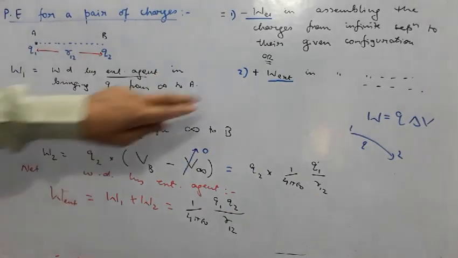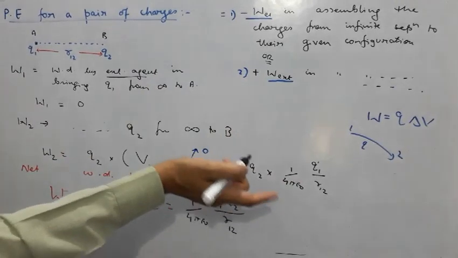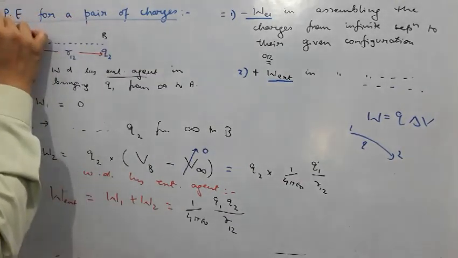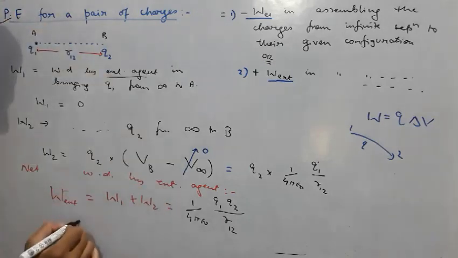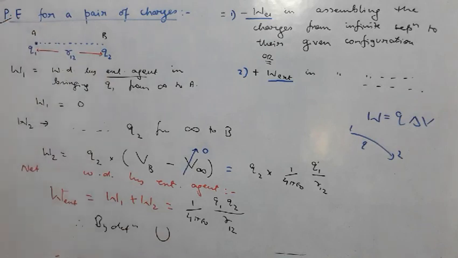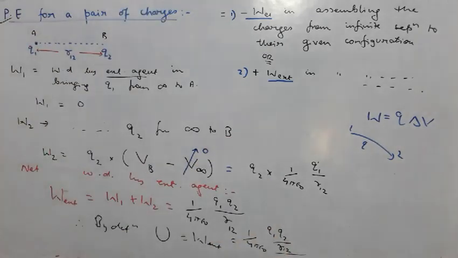And by definition, this external work done to assemble the charges from infinite separation to their given separation is called potential energy. So by definition, potential energy is nothing but W external, and this becomes equal to how much? 1 upon 4 pi epsilon naught times Q1 Q2 upon R12. So that is the expression for potential energy for a pair of charges.